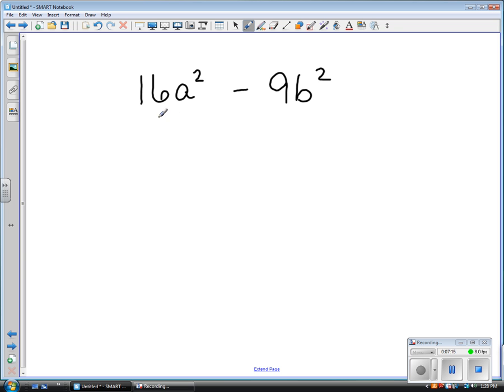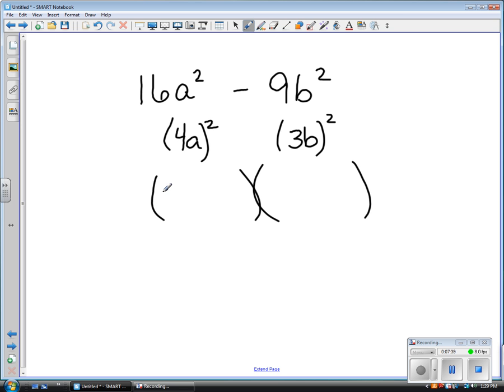Elijah, tell me what the term here is going to be if I was to square root 16a squared. 4a squared, okay? Ethan, tell me what this is going to be if I was to break that down as a square root. 3b squared. Alright, now Lauren, tell me what the two terms are going to look like.